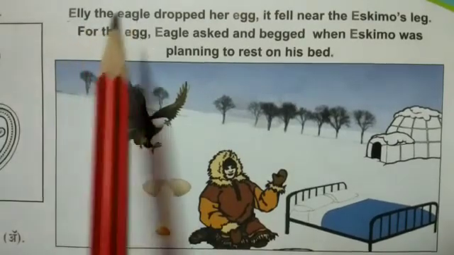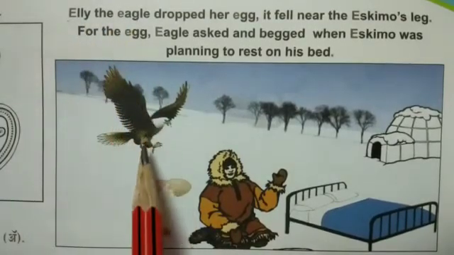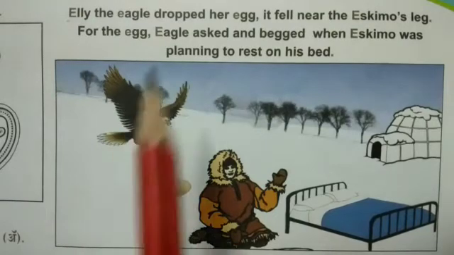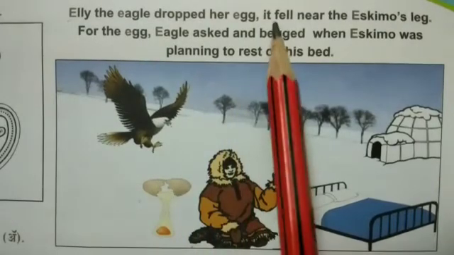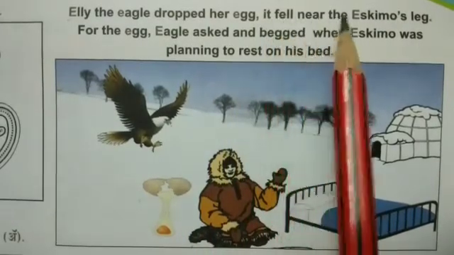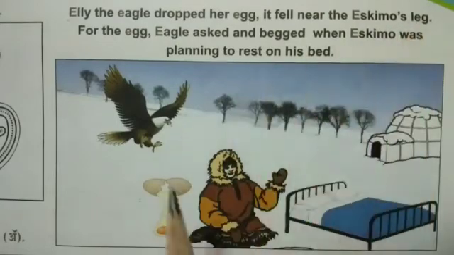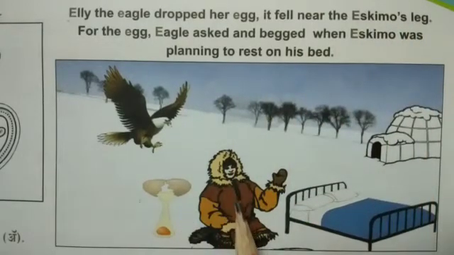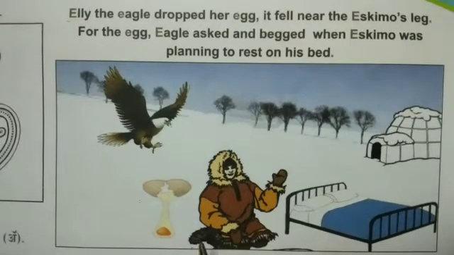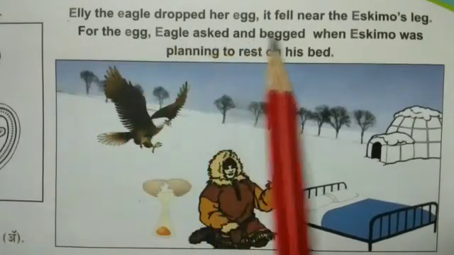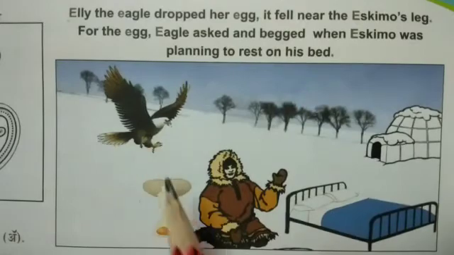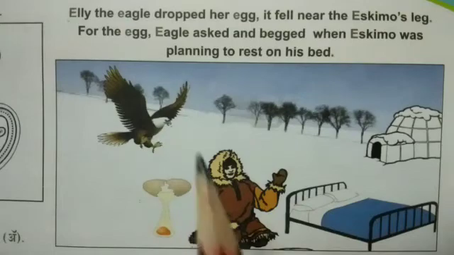Ely the eagle. See, this is the eagle and her name is Ely. Dropped her egg. This is the egg. It fell near the Eskimo's leg. See, this is the Eskimo and the egg fell near his leg. For the egg, eagle asked and begged. So this eagle asked and begged for this egg.